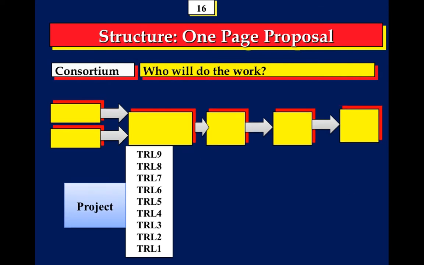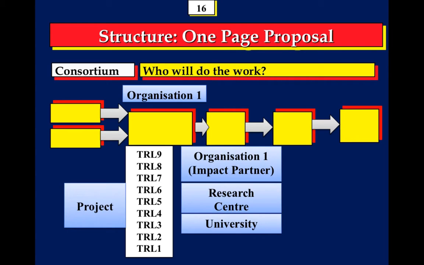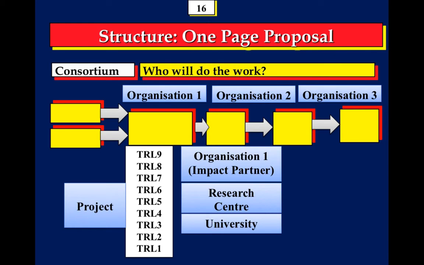Now, when we look at your consortium, I want to see why you picked the partners for your project. Now, there might be university partners where the concept is based on their research. There might be research centers who are specializing in demonstrating and prototyping the concepts. And then we have an organization who's going to use the results. Now, this is what I meant by the impact partner. And there may be other partners who represent the long-term users of the results.